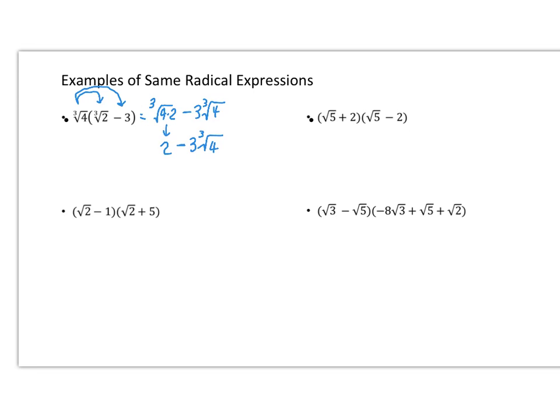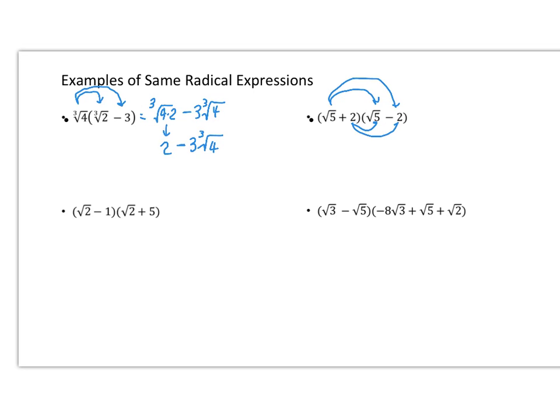We'll go to our next problem here where we have the square root of 5 plus 2 times the square root of 5 minus 2. In this case, we call this a conjugate, and you have a plus and a minus sign for the 2, you see. And so you'll notice that we'll go ahead and use the distributive property again, or FOIL, right? So we'll do this.